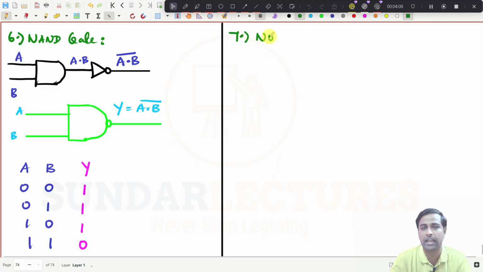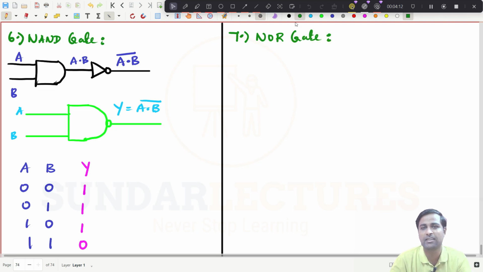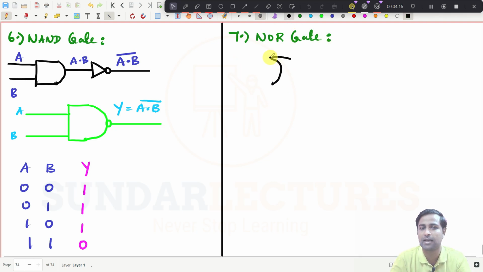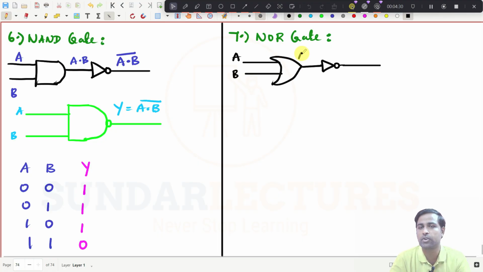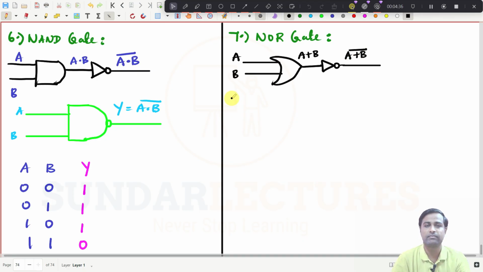Now go to the seventh gate. It is the NOR gate. So what will the NOR gate be? You would have understood by now because this is OR plus NOT gate. So this is an OR gate, and if I put a NOT gate here, I will get some output like this. This is A, this is B, and the output of the OR gate will be A plus B, right? And what will this one be now? A plus B the whole bar. Am I right or wrong?